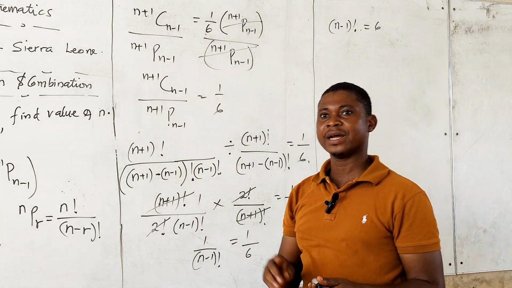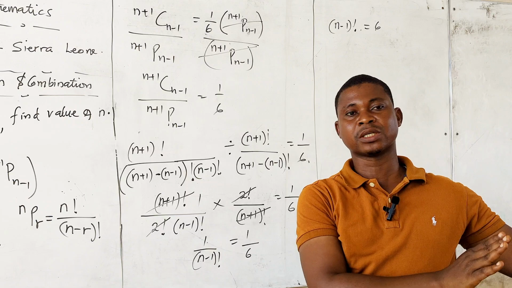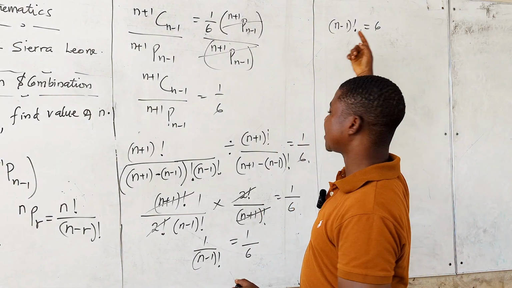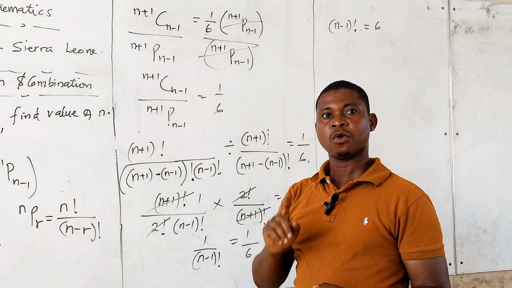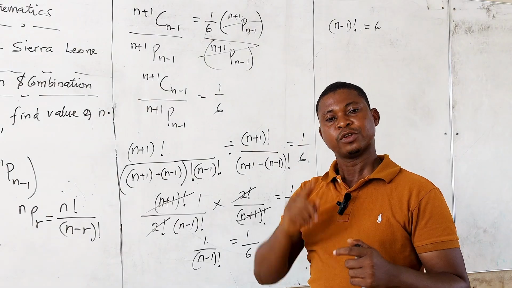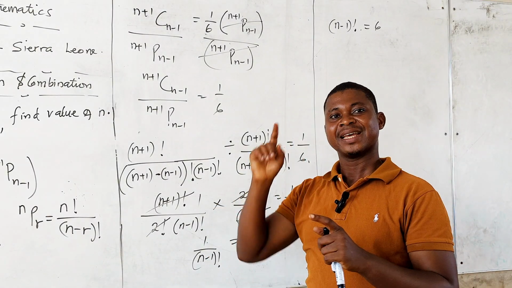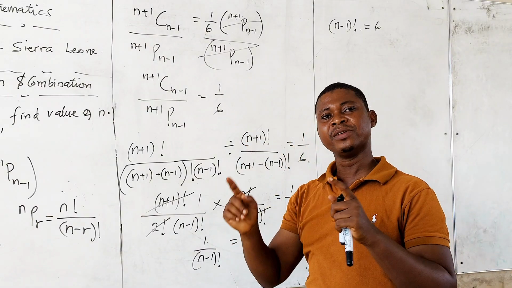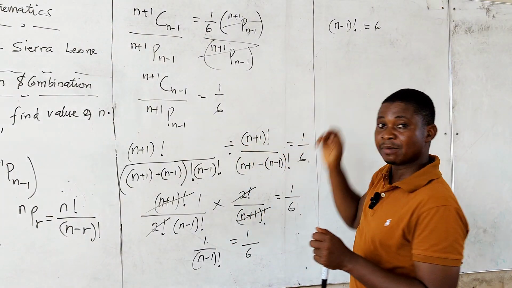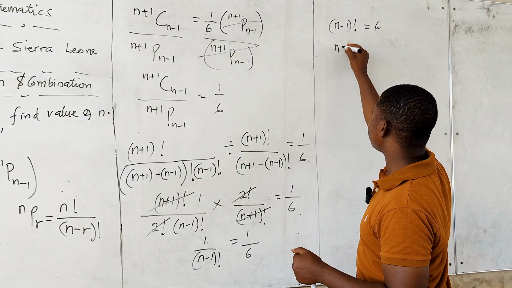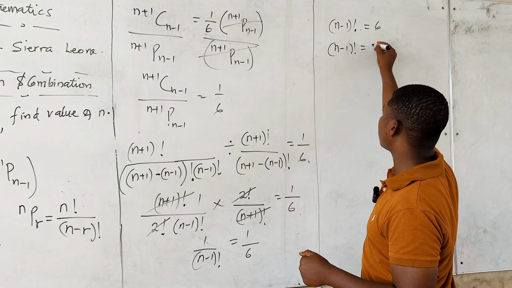But when you talk of factorial, it means reducing a particular number so you get 1. So 1 factorial is 1. 2 factorial is 2 times 1, which will give you 2. 3 factorial means 3 times 2 times 1, and that will be 6. So it means 6 is the same as 3 factorial. So we have (n minus 1) factorial is equal to 3 factorial.